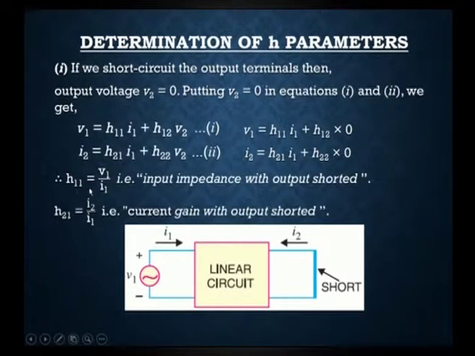So H11 is equal to V1 by I1 when V2 is equal to 0, which is called the input impedance, and H21 is equal to I2 divided by I1. From this expression we can find H21. That is called the current gain with output shorted. This is dimensionless.